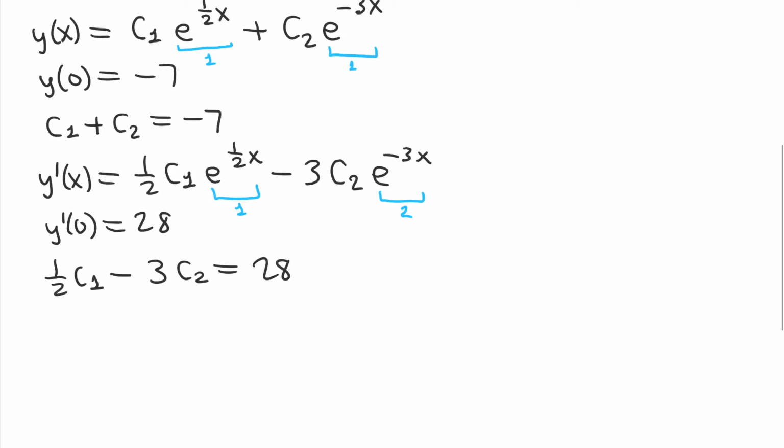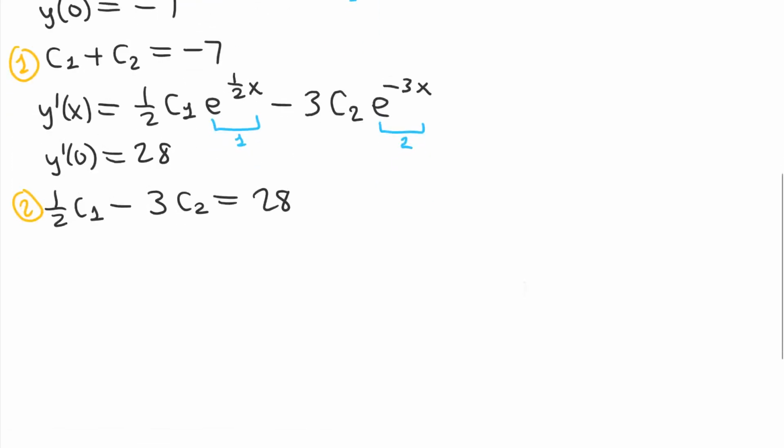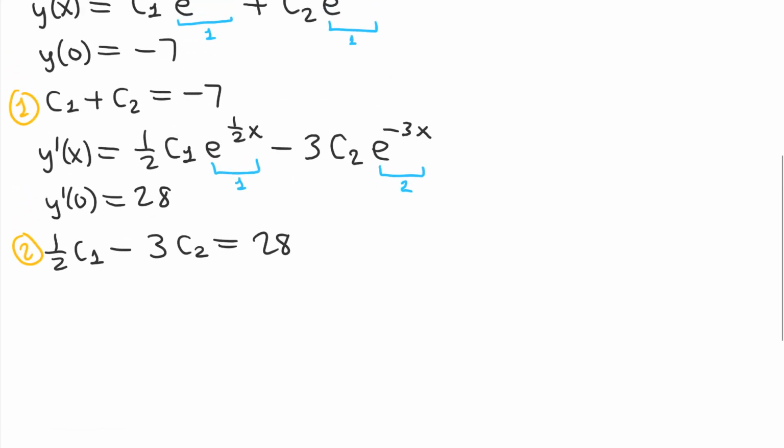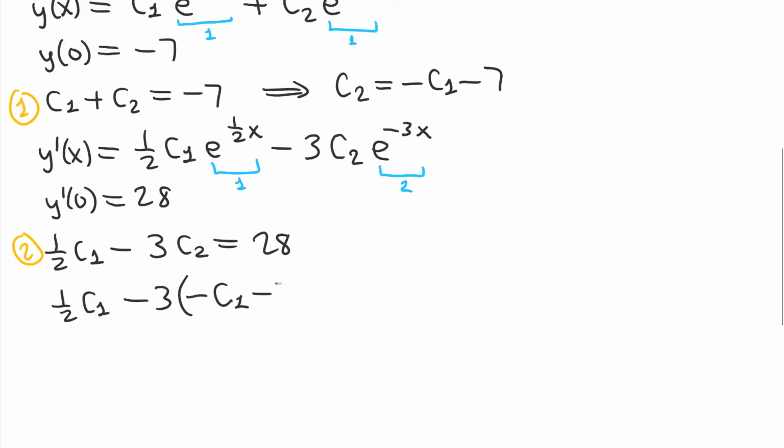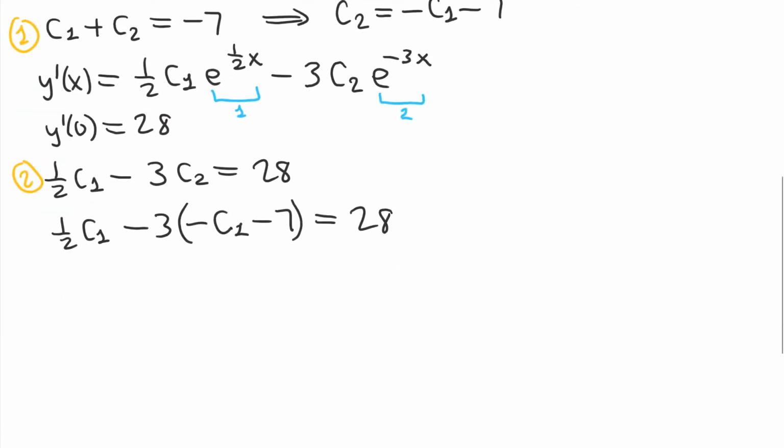And so now this means we have two equations with two unknowns, and so we can solve for c1 and c2. I'm going to take the first equation and solve for c2, which is -c1 minus 7. I'm going to use substitution here. Then I'm going to plug it into the second equation: 1/2 c1 minus 3 times that expression, -c1 minus 7, is equal to 28. Now we have an equation with only one variable. Go ahead and solve that.